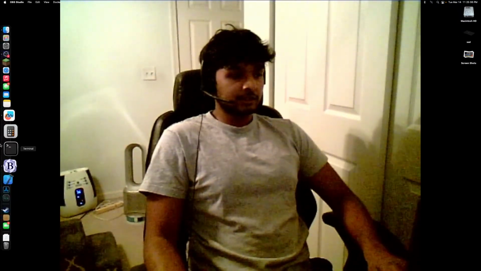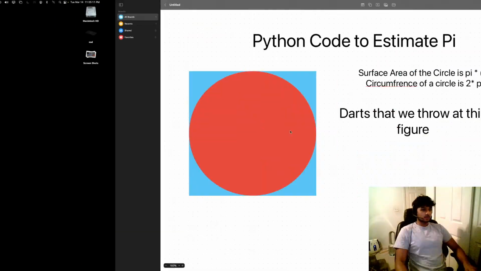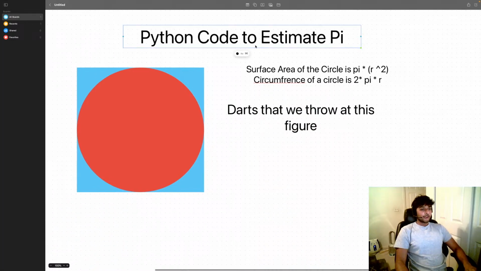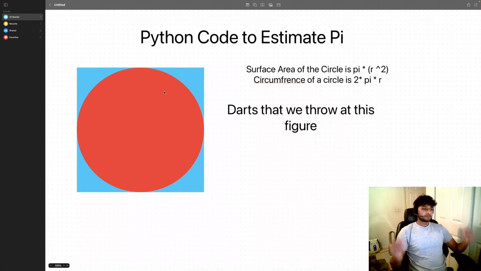Optimal body posture here. Let's go back to our freeform diagram. So, we were talking about writing Python code to estimate pi, and what I'm asking you guys is, how are we going to do this? Here's the cheat code. Let's imagine that we throw darts at this. This is our dartboard right here, and just imagine we're throwing darts at this area, okay? And what are we going to do here?